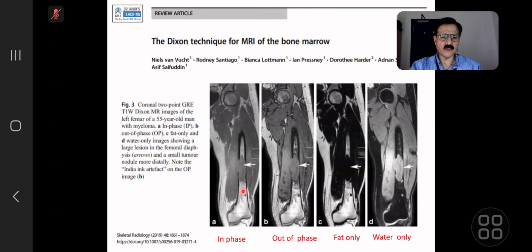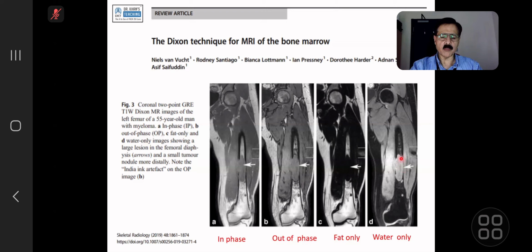This is an in phase. This is an out of phase, just like in phase or out of phase of a liver or adrenal. And you can see India ink artifact. Look at this muscle and you will see the India ink artifact. Then the third image is fat only. Only fatty things show signal. And then is water only. So the fat is totally suppressed and anything which has got water will be seen.